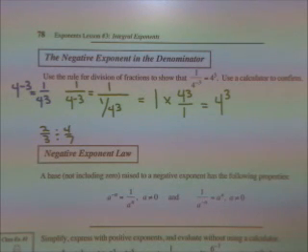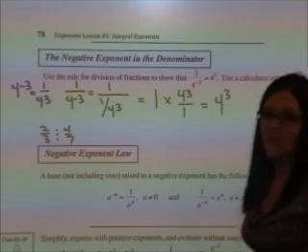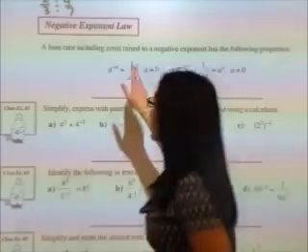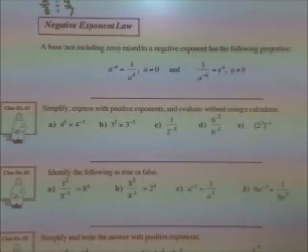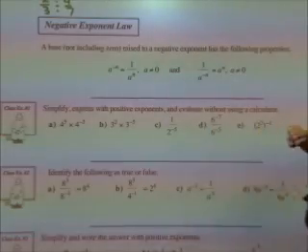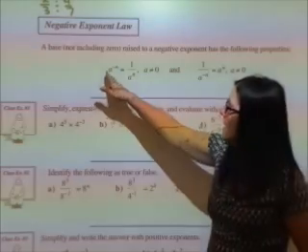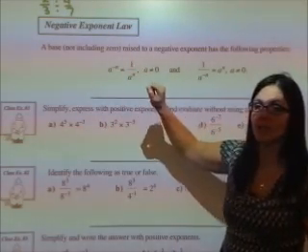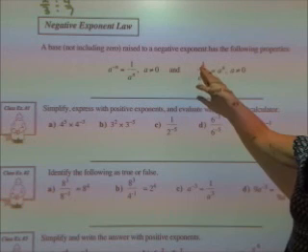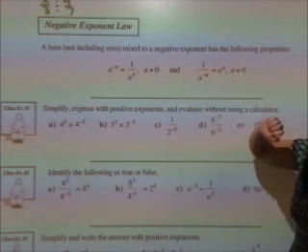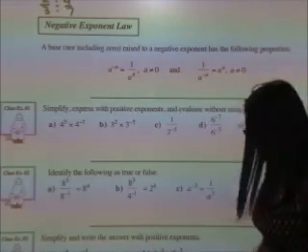I get 64. So now we're going to go through a series of examples, all sorts. The examples are based on the negative exponent law. The negative exponent law says a base, not including 0, raised to a negative exponent has the following properties. If it's a to the power of negative n, to make it a positive n, I go 1 over it. If it is already 1 over a to the negative n, I flip it, and I get the positive n. So I'm flipping this each time.